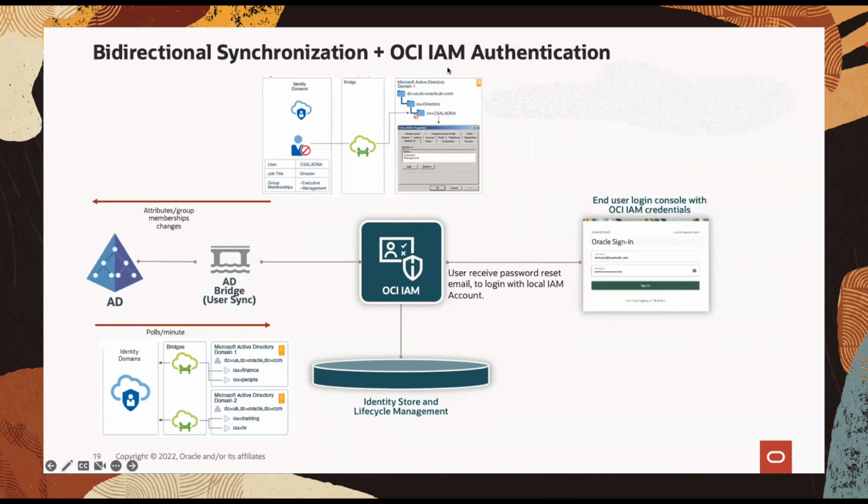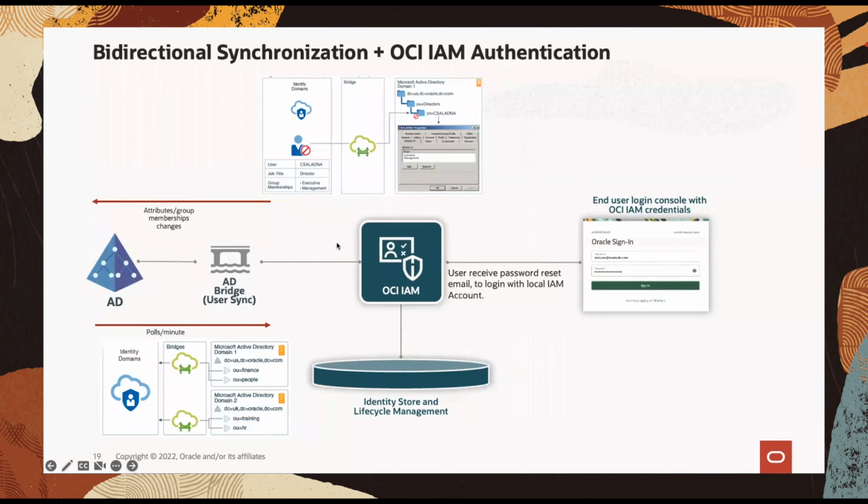Okay, then let's discuss the OCI IAM authentication, right? We saw the delegated authentication, and the next use case is with the IAM authentication. Now the customers say, okay, I have a requirement: I don't want my users to use the AD credentials, but I want them to be treated as local users of the OCI IAM, right? So how can I achieve this?